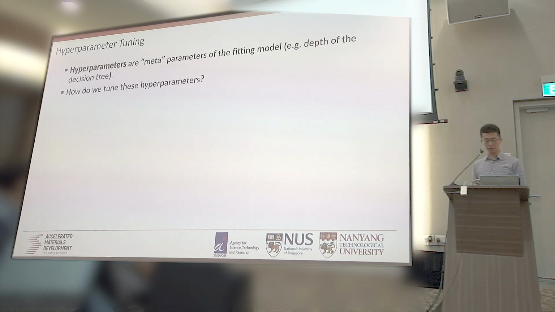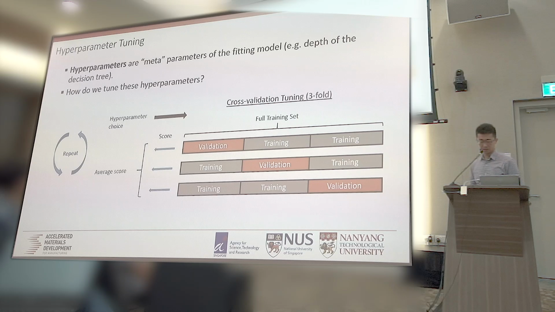So how do we choose the hyperparameters? Obviously, we don't want the depth to be 10. So how do we do this properly? One very effective way to do this is by cross-validation tuning. What this means is that I'm going to repeat the following process. You give me a hyperparameter choice, for example, depth equals 5. Just give me that.